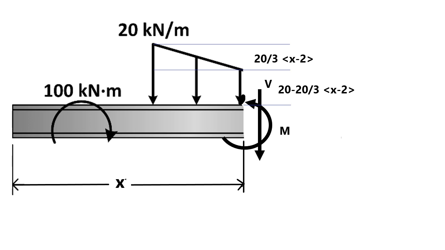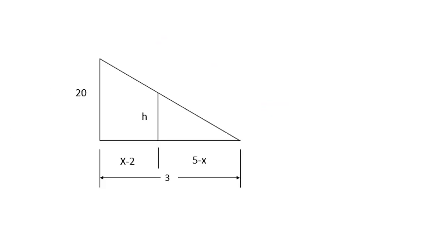As you can see, we have now a trapezoidal load because we have cut the beam just before x is equal to 5. So for this trapezoidal load, since we would be getting the moment equation, we would be dividing the trapezoidal load into a rectangular load whose height is 20 minus 20 over 3 times x minus 2, and then a triangular load whose height is 20 over 3 times x minus 2. Again, what we did to get this height is to do our similar triangle.